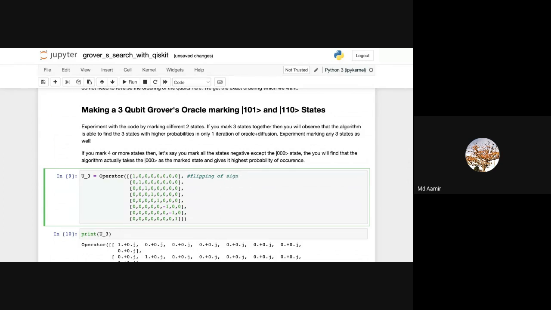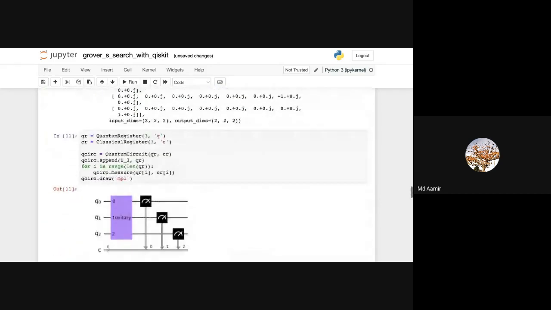So, flipping of sign, we can say, and here 101 and 110 have the negative sign. Otherwise, except these two, all have only one element. So this means when U3 acts on a uniform superposition state, all the remaining things will remain as they are. Only the desired element will change its phase from plus to minus.